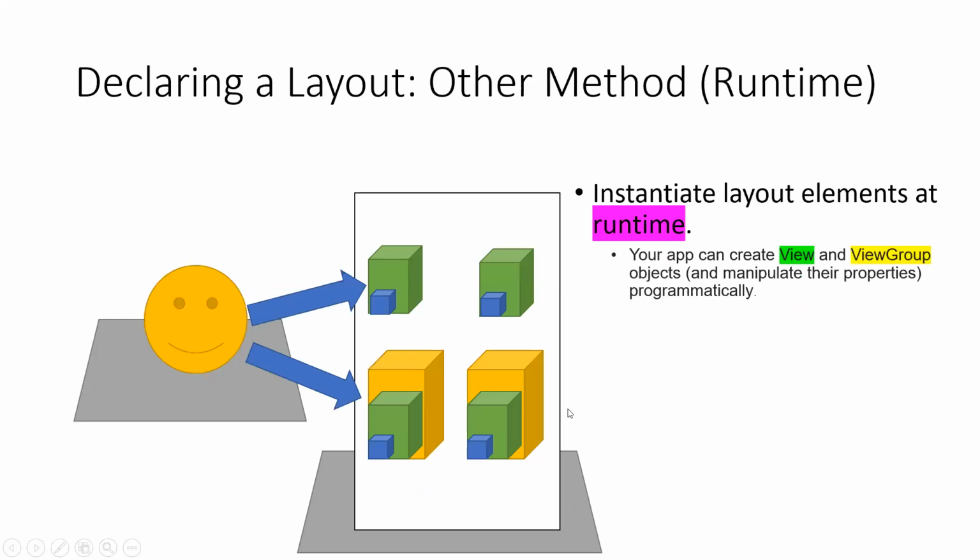There is another method, and this is the runtime method. What happens in the runtime method? Your application can create a View and a ViewGroup element at runtime, using programming. So this is a View element and this is a ViewGroup element. In the Java file, you write a piece of code so that the widgets are generated automatically.